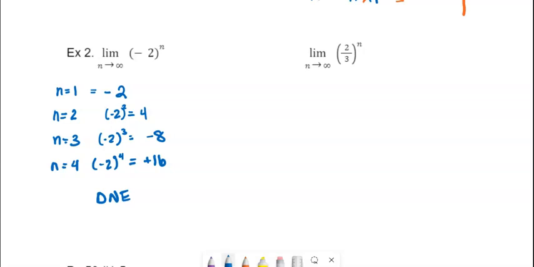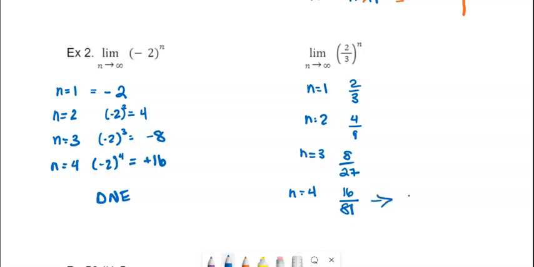Okay, let's look at this one. When n is 1, I've got 2/3. When n is 2, I have 4/9. When n is 3, I have 8/27. When n is 4, I have 16/81. And I can see that this fraction keeps getting smaller and smaller and smaller towards 0. So the limit of this function is 0.